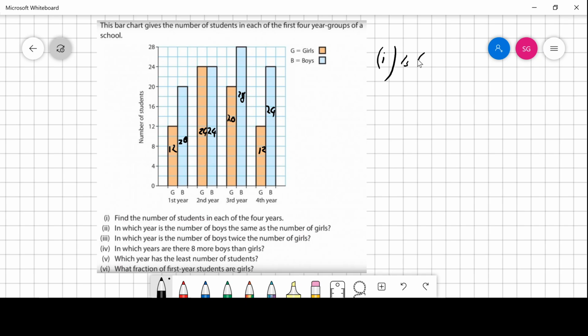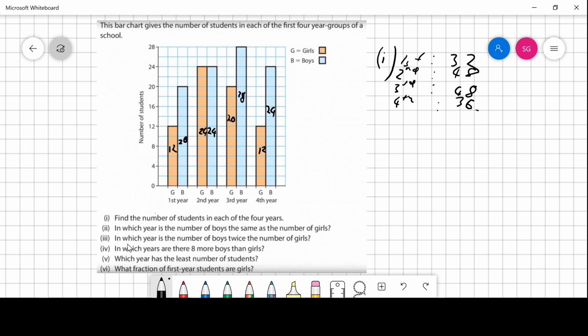So I'm just going to jot down first, second, third, fourth. So 12 and 20, it's going to give me 32. 24 and 24, that's going to give me 48. 20 and 28, again 48. And then 12 and 24, that's going to be 36. Okay, so there's our first question.